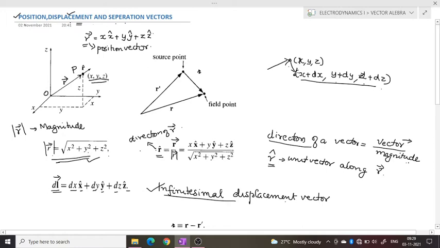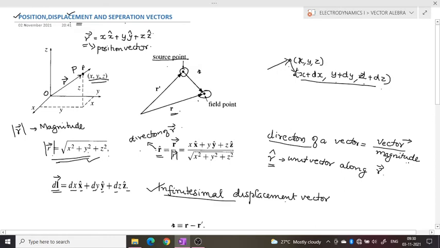Now, what is a separation vector? Usually in electrodynamics, we deal with one source point, from where the field is starting, called the source point, and another point, the field point. So we will be dealing with these two points usually in electrodynamics. We have specific notations for the field point position vector as well as the source point position vector.